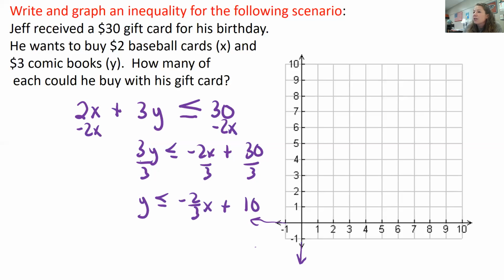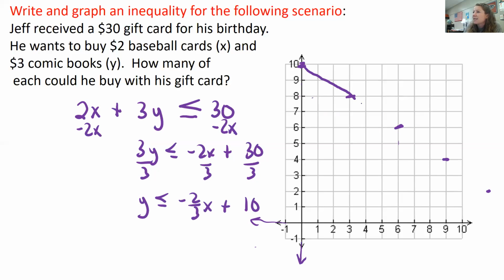All right, so we're going to graph this. We're going to start at our y-intercept, which is 10. We're going to go down 2, right 3. 1, 2, 1, 2, 3. Oh, I didn't get y values big enough, but we'll be able to see most of our solution set.